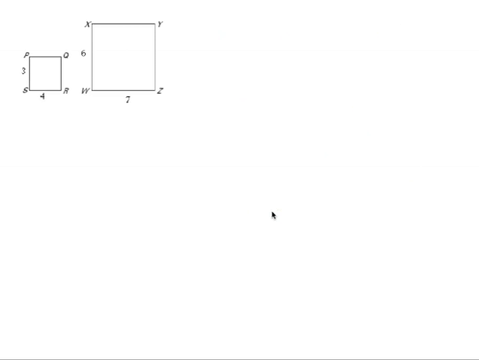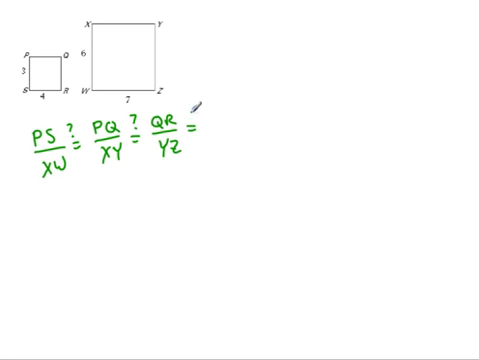We'll do the same with this process here. We'll say PS over XW. We're going to decide whether that's going to be congruent to PQ over XY. Is that equal to QR over YZ? And is that equal to, finally, SR over WZ? What we'll do is we'll substitute some values in here. PS is 3, XW is 6, so that's looking good. SR, that's going to be this one over here, is 4, and YZ is 7.